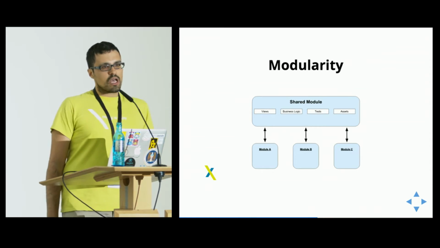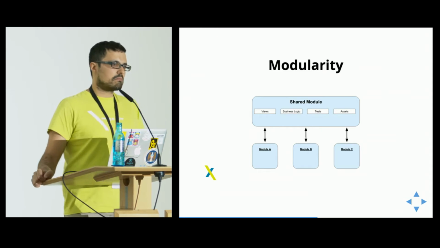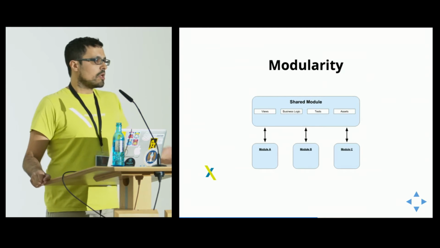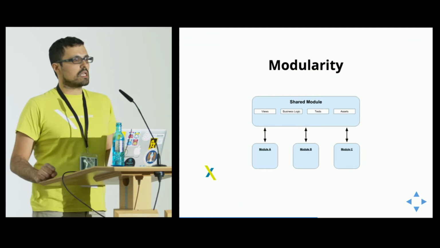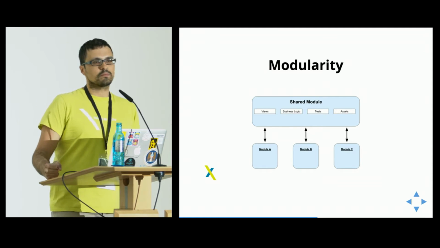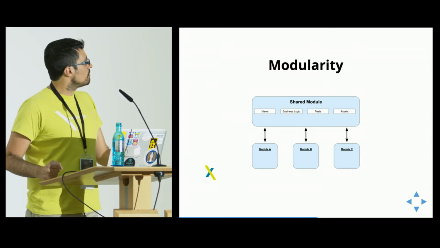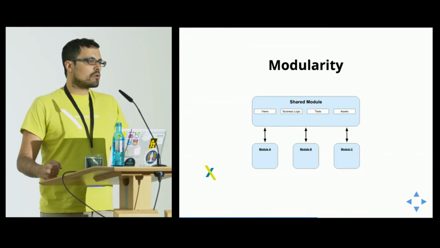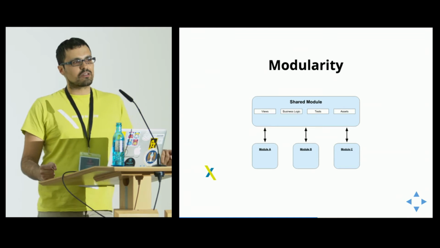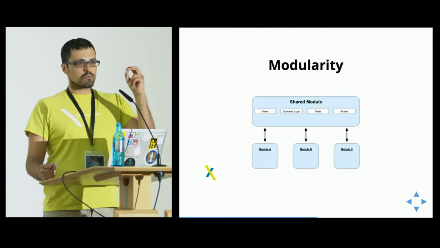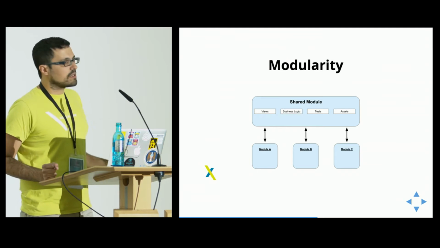Why? Because you have some code in module A. After six months, you need to use the same code in module B. So what do you do? You put that code in the shared module, and you use it in module B. And if you do that every single time that you have common code, you will end up in that situation.